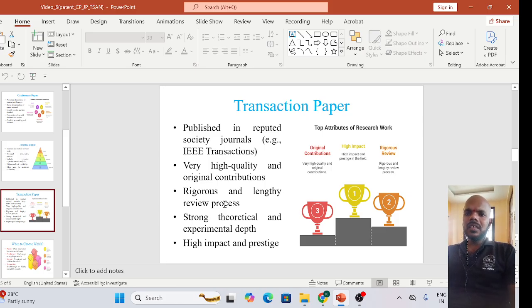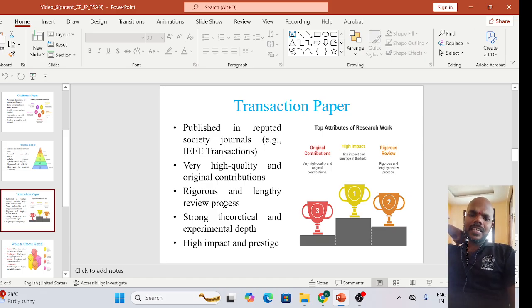That means that those who are reviewers are very, we can say, expertise in their domain. So there will be a rigorous review process. That means their review process will be very tough to get a paper accepted.